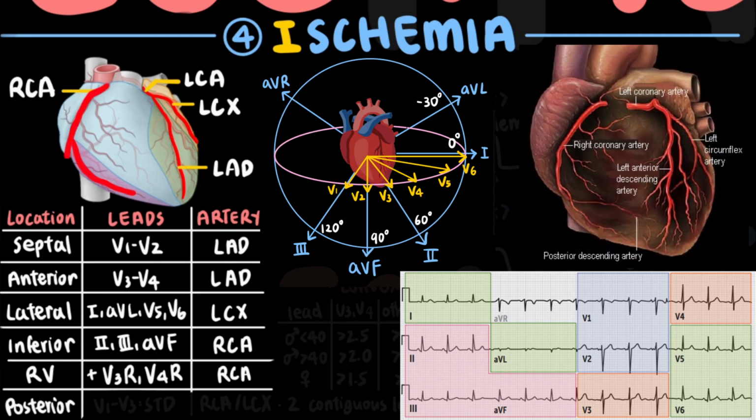Finally, the posterior wall of the left ventricle may be supplied by either the right coronary artery or by the left circumflex artery, depending on coronary dominance. We don't see posterior leads in standard 12-lead ECG, but we can infer posterior involvement from reciprocal ST depression in the anterior leads V1 through V3.